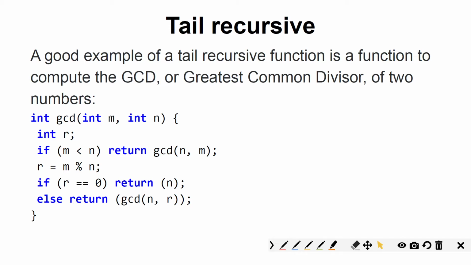Because if n is less than this, you return the call itself. And later you're checking another condition, and if this condition happens, you will get the call itself with different parameters. And here it's a tail recursive function.